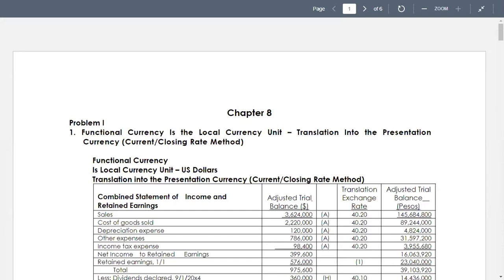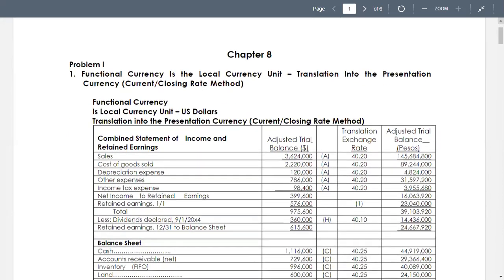Translation into the presentation currency with the current or the closing rate method. So we use first the translation exchange rates. How do we translate sales, cost of goods sold, depreciation, other expenses, and then income tax expense? Remember that in question number one, we are using the current rate method. With the current rate method, we translate our revenue and expense items by using the weighted average. And we are not using the average only for the fourth quarter, but the average for the year, since, as stated, all revenues and expenses were incurred evenly throughout the year.